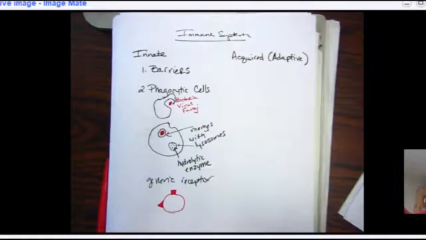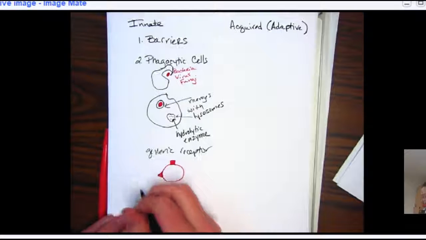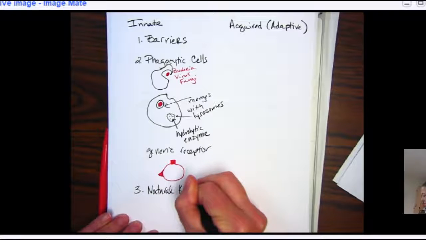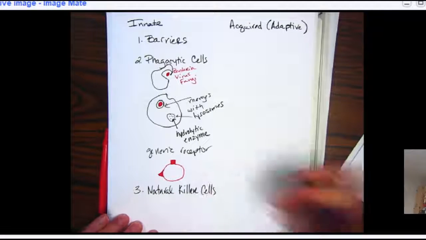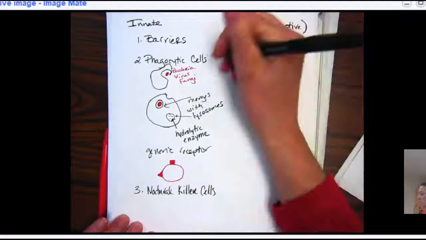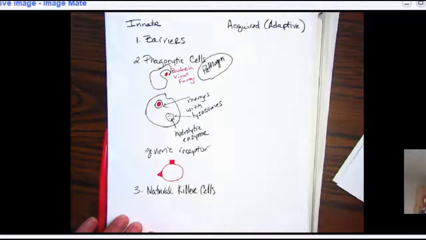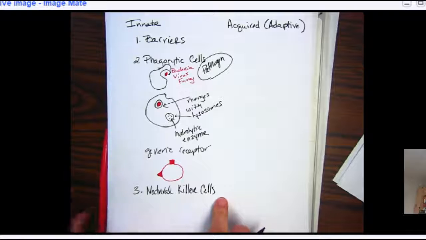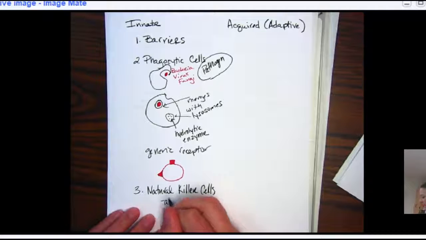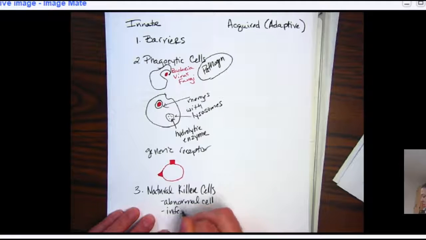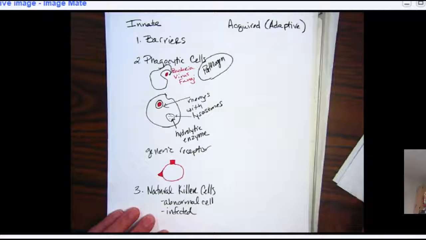The third type of innate immunity are natural killer cells. Phagocytic cells identify the pathogen, so they destroy things outside of the cell. Natural killer cells don't identify the pathogen, but they identify abnormal cells. Those could be cells that are infected by a bunch of bacteria or viruses, or it could be cancerous cells.